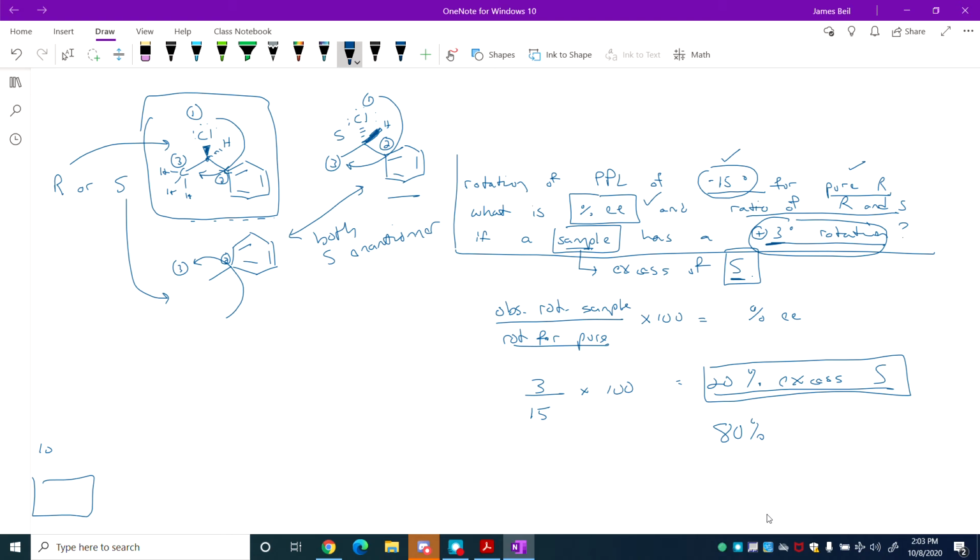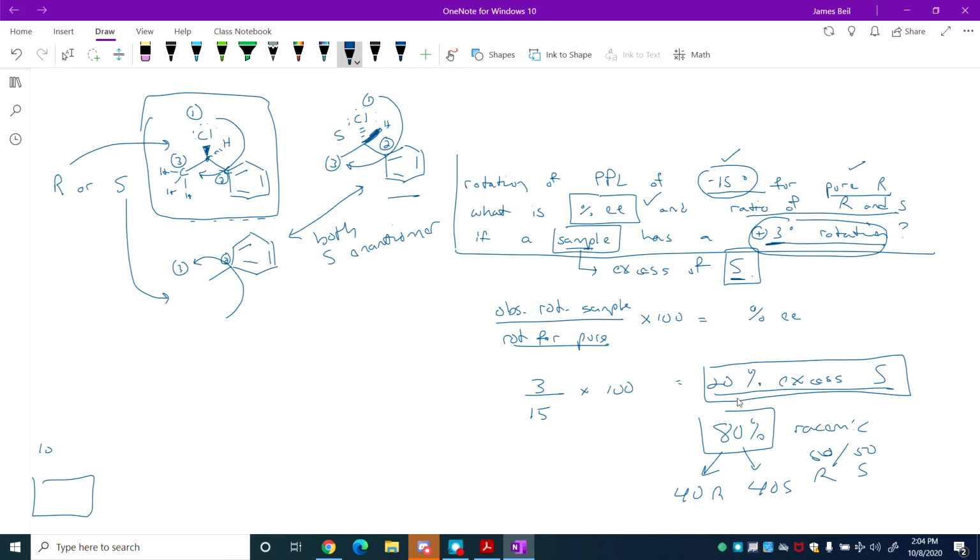It would be a 50-50 mixture. Right. So I'm only seeing rotation from the excess S. The rest is not causing rotation. That's why I only see a little bit of rotation. The rest is canceling out, and that means the rest must be racemic, or a 50-50 mixture of R and S. So if I break this down into a 50-50 mixture, that's 40R and 40S.